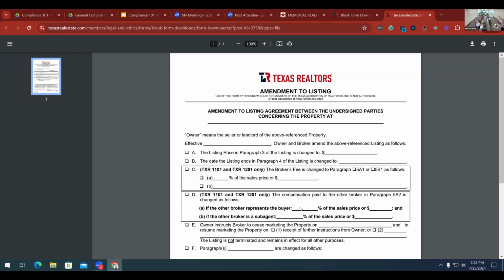Okay? Basically, this is paragraph 5 and this is paragraph 8 from the old listing agreement. It's just been all put up into paragraph 5 and it's included in the new. And this is just what it looks like on the new contract. Sure. Okay, good. Boxes and all.